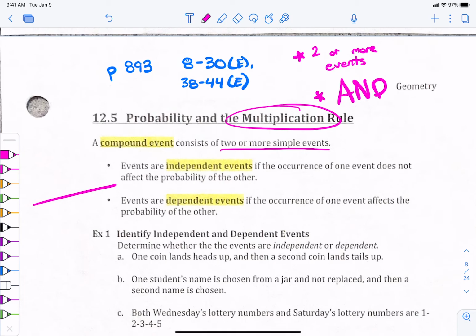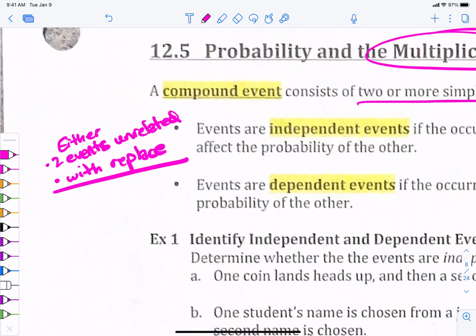So independent, you will either have these two things happen: either you have two events that are unrelated, or you have "with replace." Two events that are completely unrelated, or you have with replacement going on.